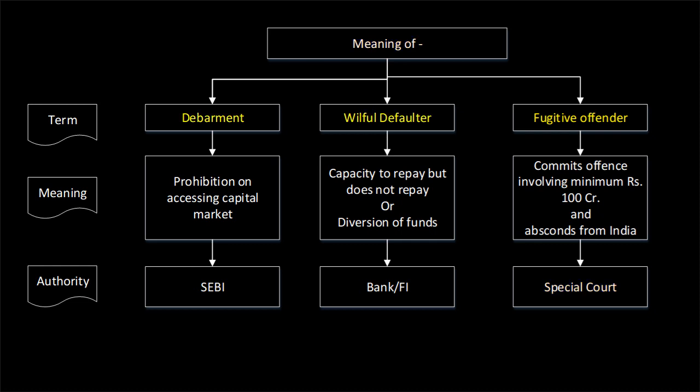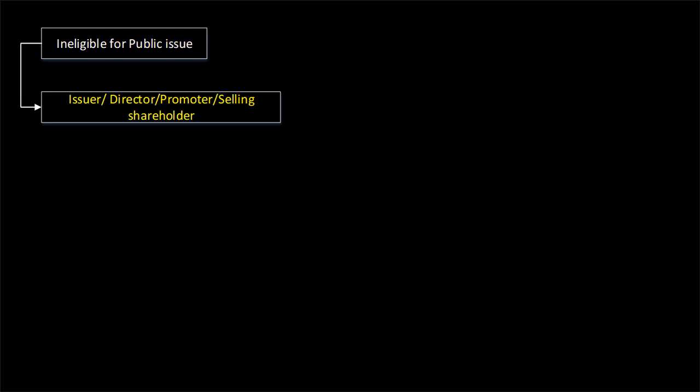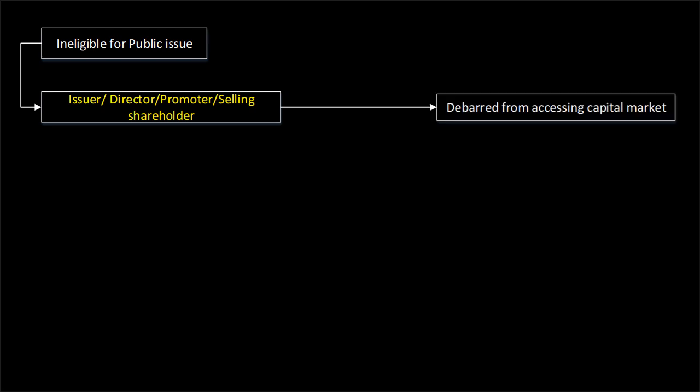So now, as we know the meaning of all three terms, we can move ahead and see all the 5 situations when a company is ineligible for public issue. We will see the first 2 situations with a small exercise, and then we will see the remaining 3 situations. The first situation says that when an issuer itself or the director of the issuer or the promoter of the issuer or the selling shareholder of the issuer are debarred by SEBI from accessing the capital market, then the issuer cannot issue the securities to the public.